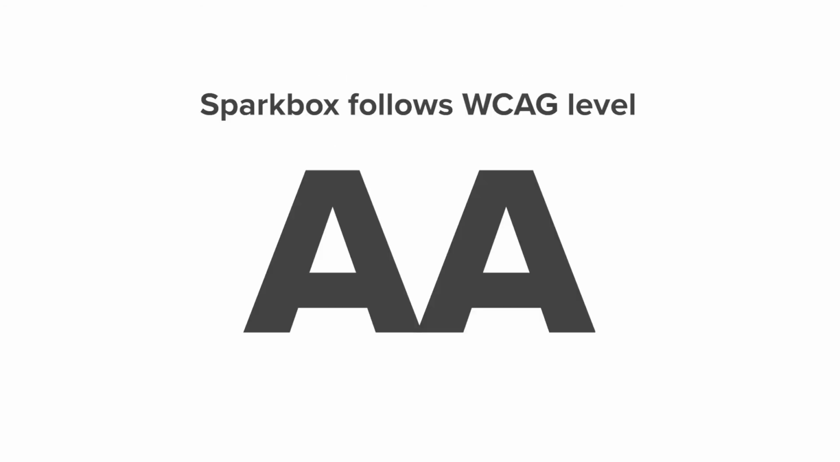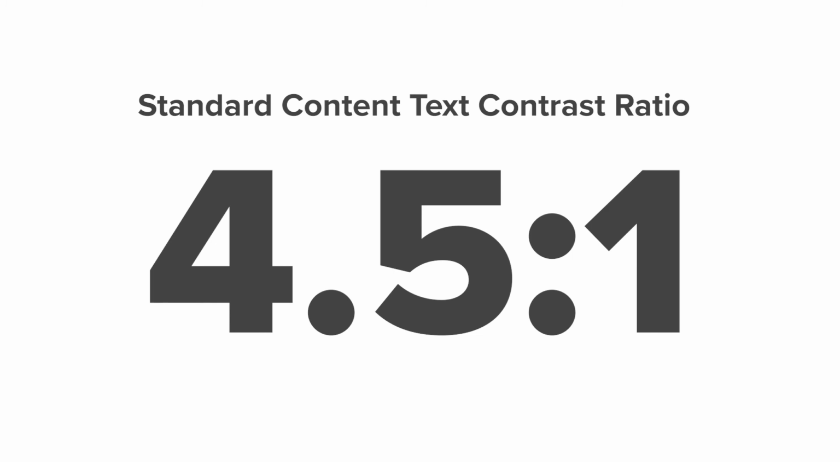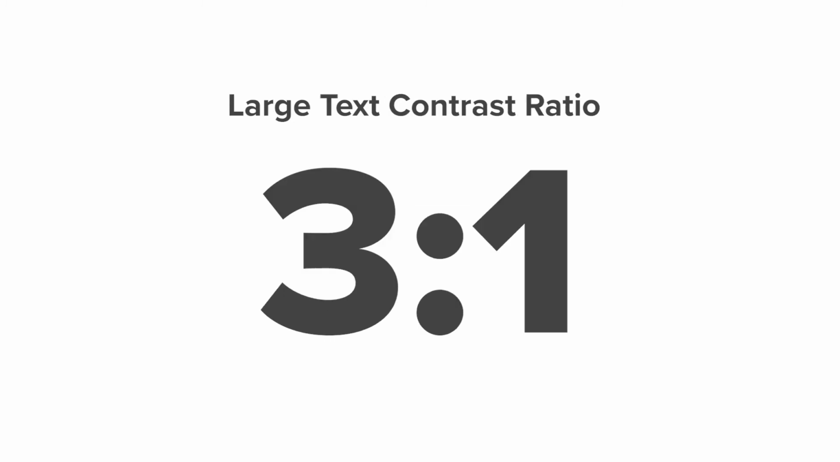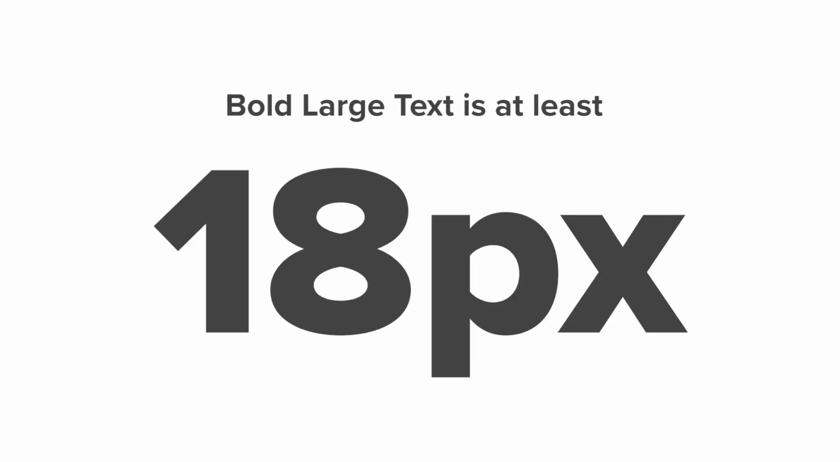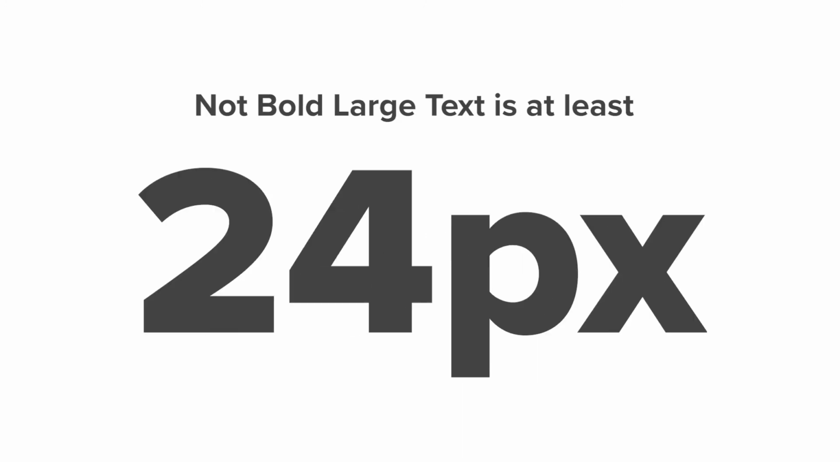Now here at Sparkbox, we follow the most widely adopted and followed acceptance criteria for accessibility, which is the AA level. All our colors are checked and compared to that level, which means these colors have a contrast ratio of at least 4.5 to 1 for standard size text, or around 3 to 1 for larger text. Now, large text is considered to be at least around 18 pixels when bold or 24 pixels when not bold.